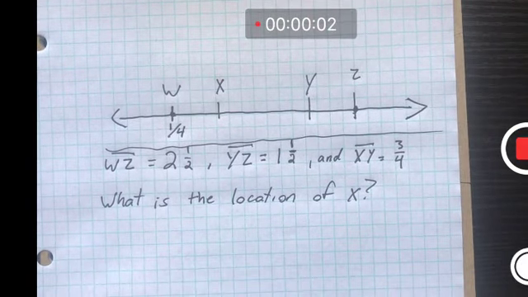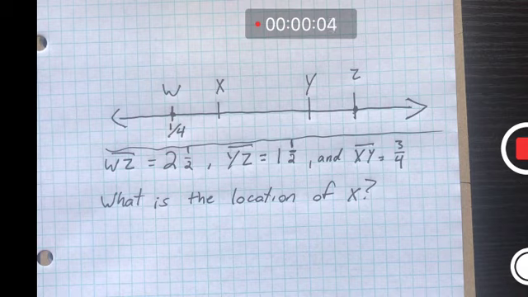All right, so WZ is 2.5, YZ is 1.5, and XY is 3/4. That's how long those lines are. Point W is located at 1/4 on the number line. What is the location of X? Hard question, bros.